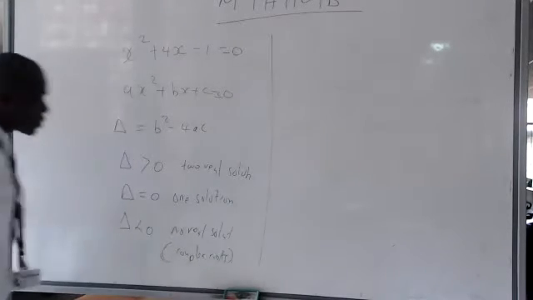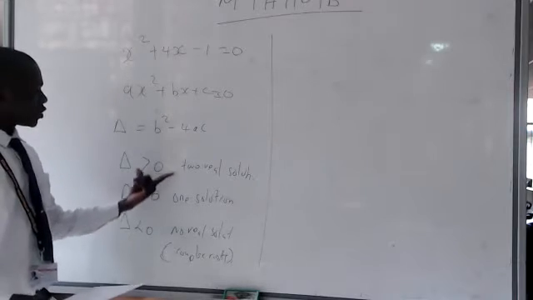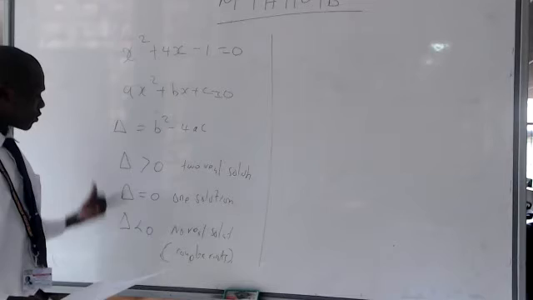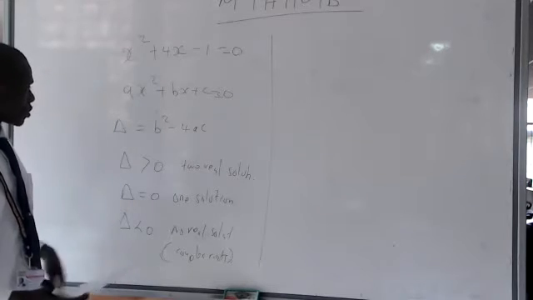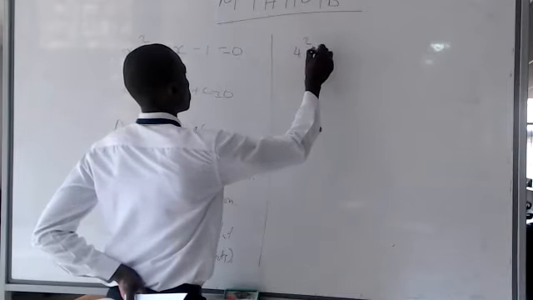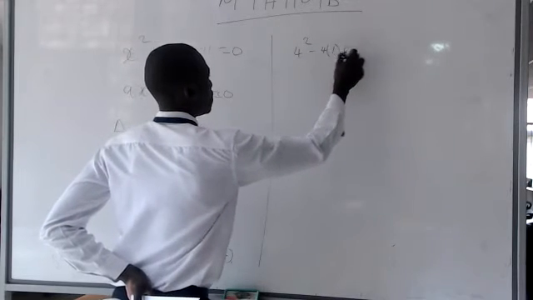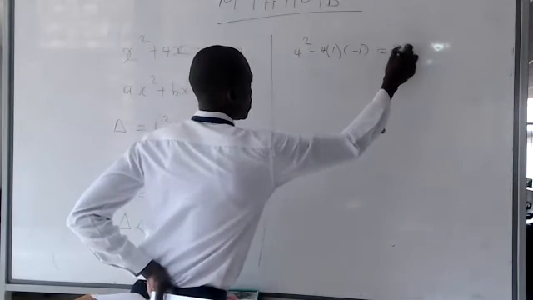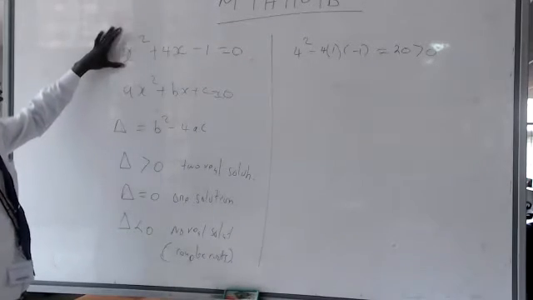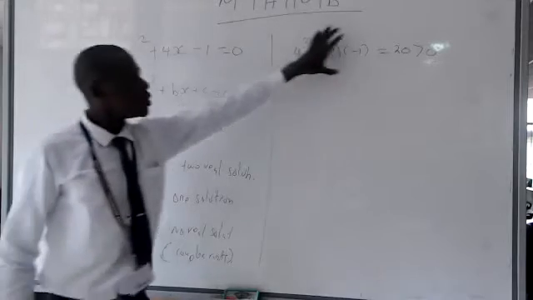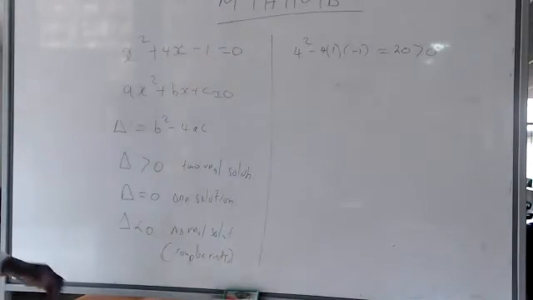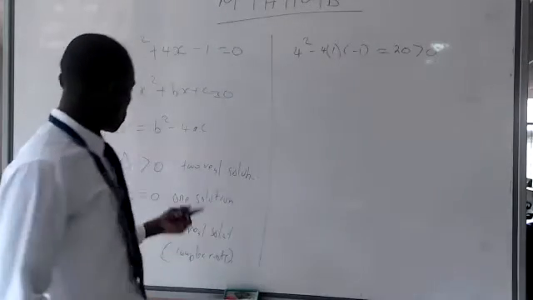So when I say you should conclude, I expected you to tell me at least one of these 3 conclusions. So here, b is 4, so 4 squared minus 4, a is 1, c is negative 1, so that gives you 20, which is greater than 0, positive. So this equation, even without solving, we know we are expecting 2 solutions because of the sign of the discriminant. So this is what we are supposed to say, Lisa.